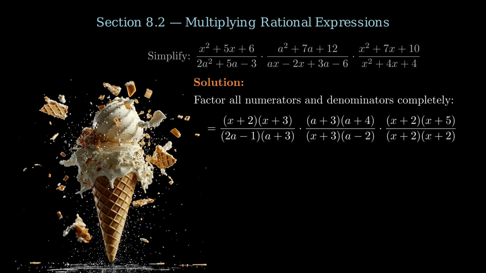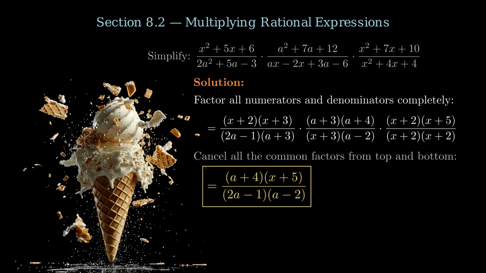Notice how the quadratics factor beautifully into linear binomials. The grouping method in the second denominator gives us x plus 3 times a minus 2. After writing everything in factored form, we can cancel out all the common factors. The terms x plus 2, x plus 3, and a plus 3 cancel out from the top and bottom. Finally, we are left with the simplified equivalent fraction, a plus 4 times x plus 5 over 2a minus 1 times a minus 2.